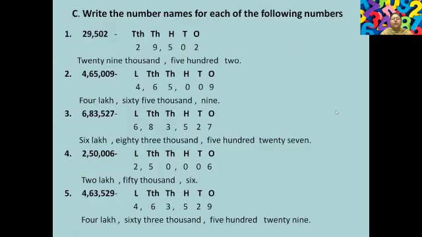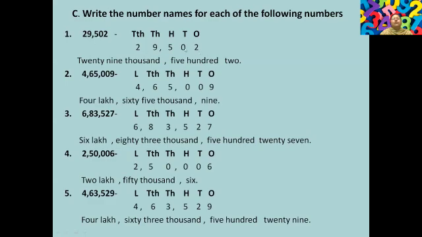Now let's go to question number C. Write the number names for each of the following numbers. Here, numbers are given. You have to write it in words. Number names means you have to write it in words. Again, what you do is you have to rewrite this. But before that, you have to write down ones, tens, hundreds, 1,000, 10,000. Now start writing from the right side.